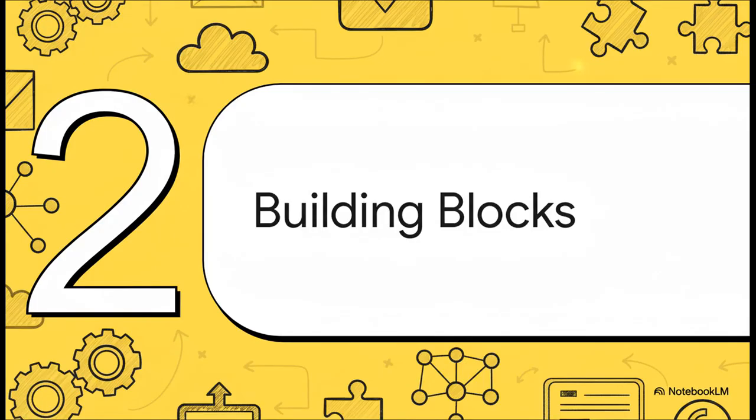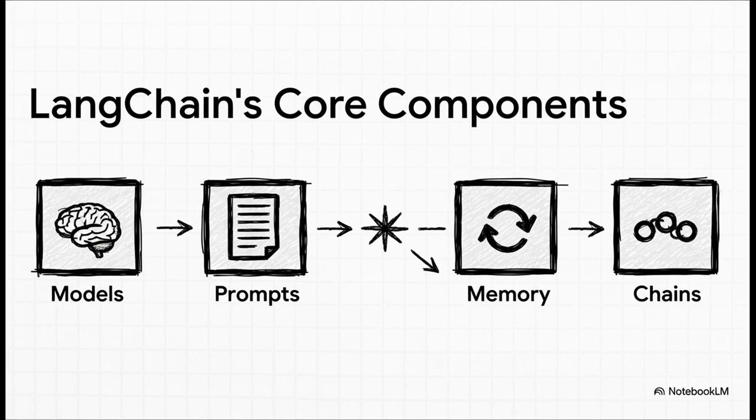All right, so let's break down how this actually works. We're talking about a framework of building blocks. So at its heart, LangChain has a few core components you really need to know. First, you've got your models. That's the interface to the LLM itself, like GPT-4o. Then you have prompts, which are basically your templates for talking to the model. Memory is a huge one. That's what gives your app the ability to remember past conversations. And finally, chains, which, well, they're the glue that ties everything together.